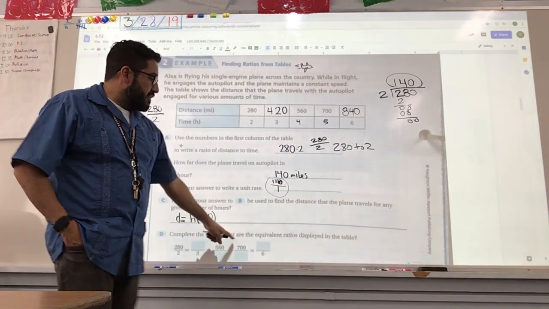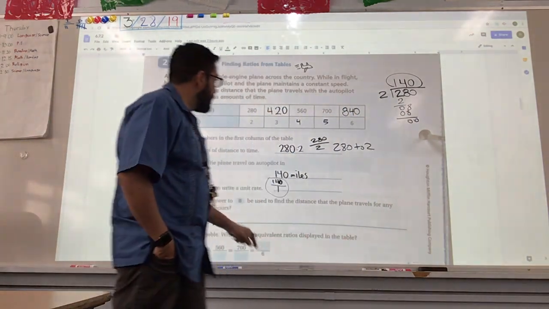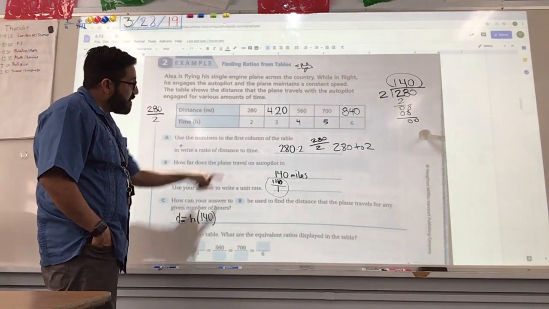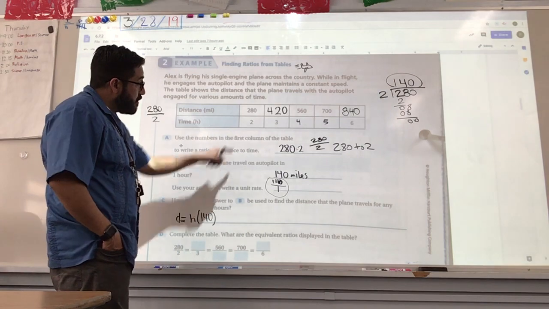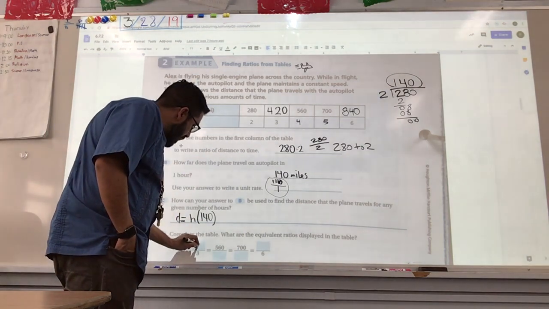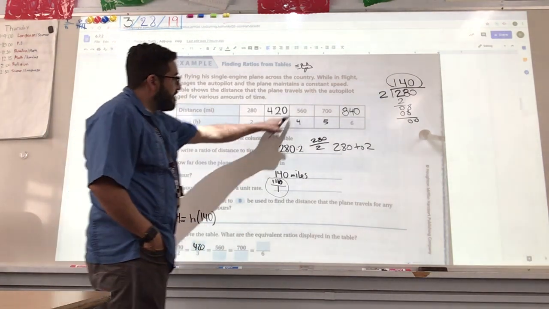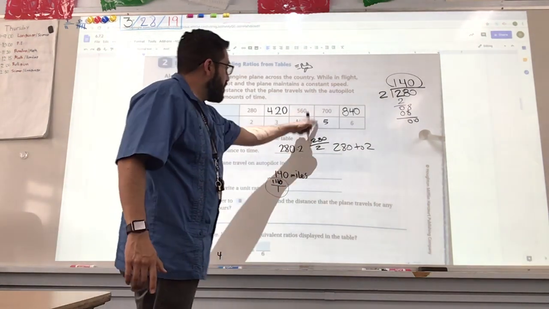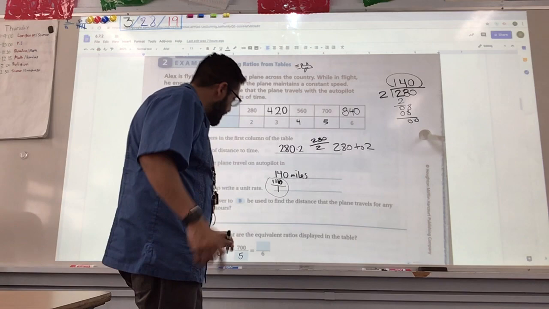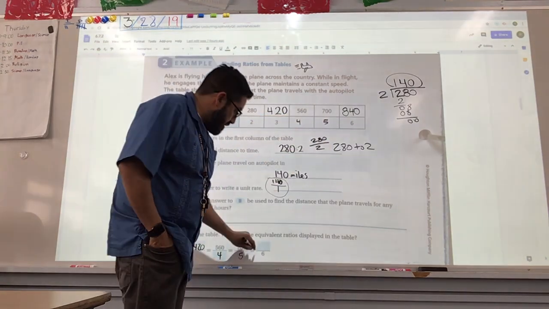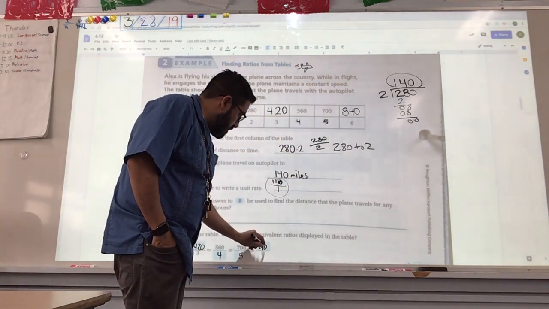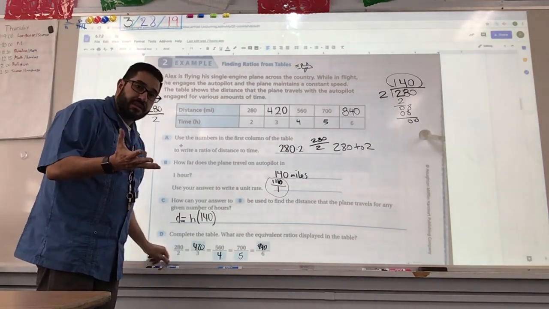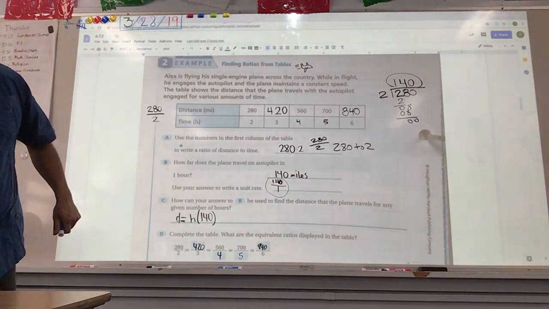Now, what are the equivalent ratios displayed in the table? So 140 over 1, that's our unit rate, okay? But we have 280 over 2. We have 420 over 3. We have 560 over 4, good. 700 over 5, okay? And then 840 over 6. Okay, pause if you need to. I'm going to scroll up.